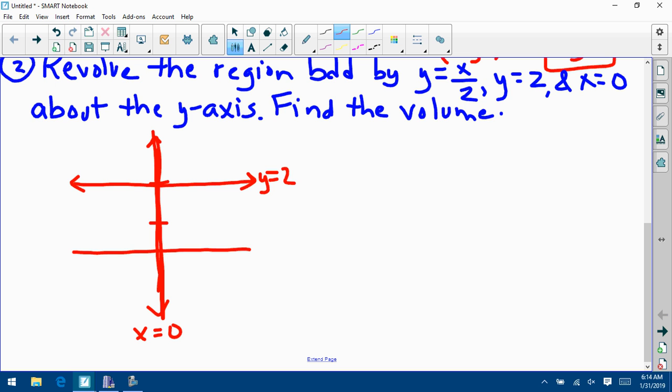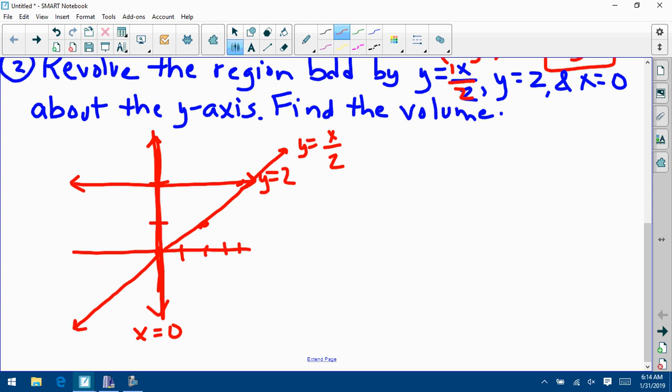And y equals x over 2. So if you think of that as y equals mx plus b, the y-intercept is going to be 0. The slope is 1/2, because that's like 1 over 2x. So up 1 over 2, up 1 over 2, and give us something that looks like this. That's y equals x over 2.